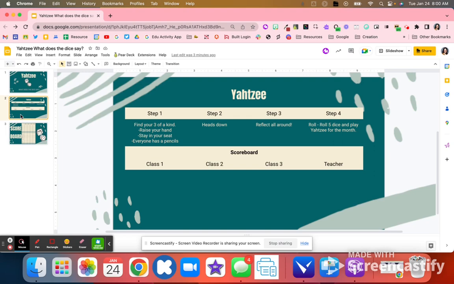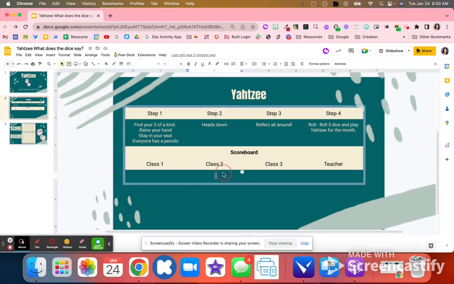Step number 4 is that rolling. You are going to decide, is the teacher going to roll? Is nobody going to roll? Or is the class going to roll? You will use 5 dice, just like you play Yahtzee. You're going to play Yahtzee for about a month, and you're going to focus on those 3 of a kind. You can change those behavior goals, or keep them, or change one out as students improve on one of those goals. And then you're going to keep track of the scoreboard.